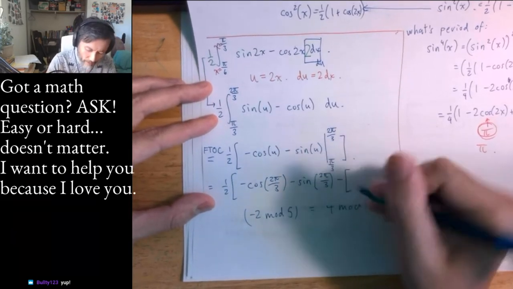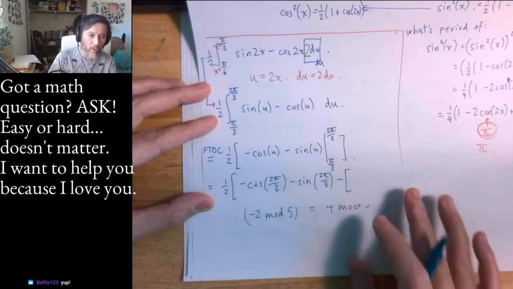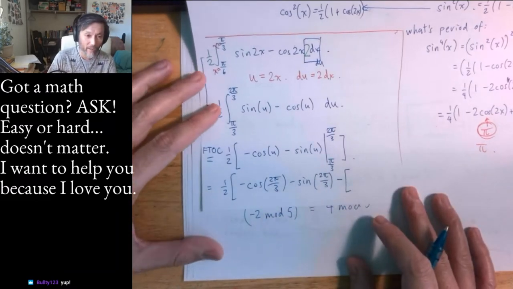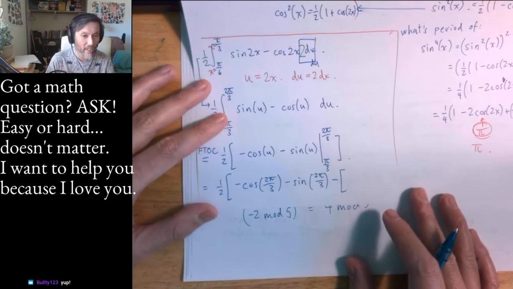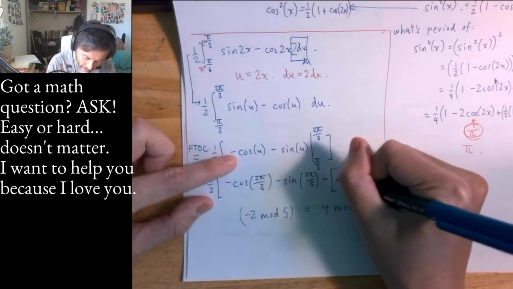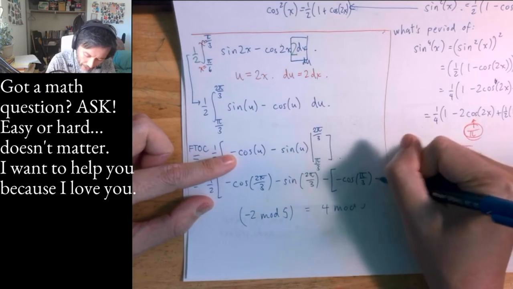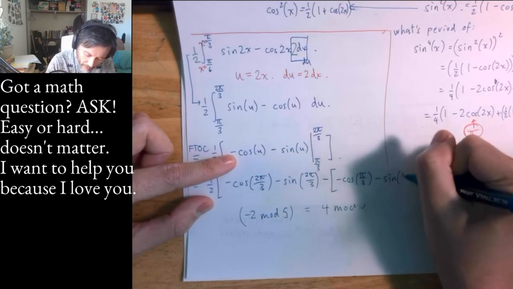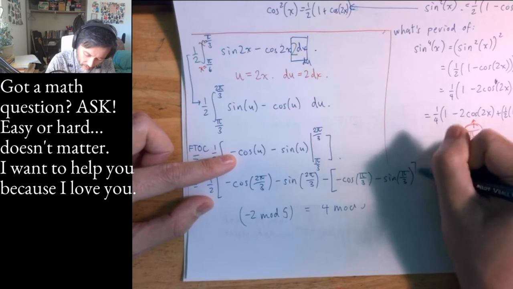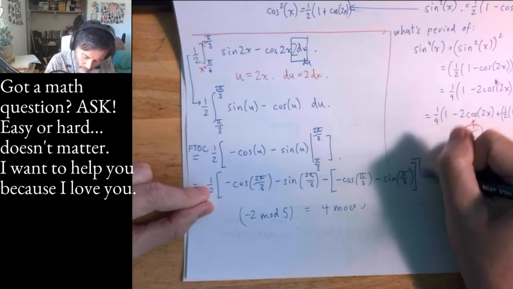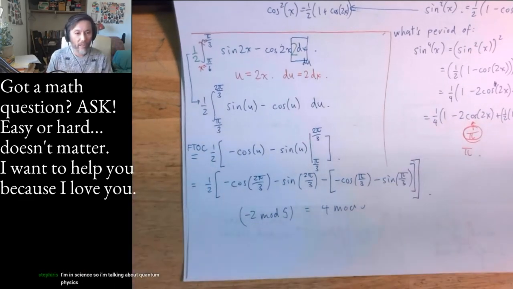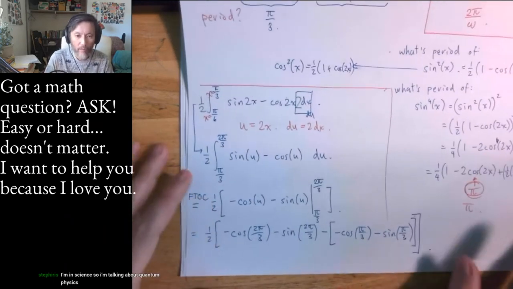So I like to make sure that I'm keeping track of my negative signs, right? And there are a whole lot of negative signs here. We have minus cosine of pi over 3 minus sine of pi over 3. And then I need to close one more time. And now this is an arithmetic problem.